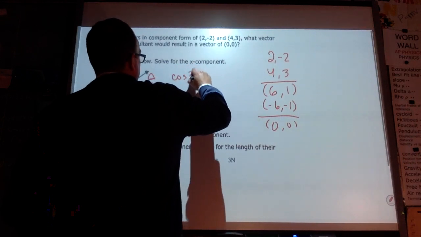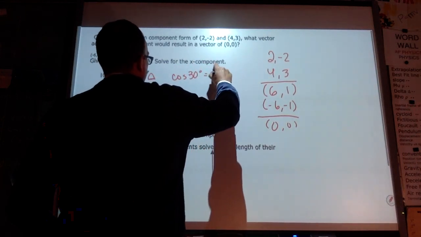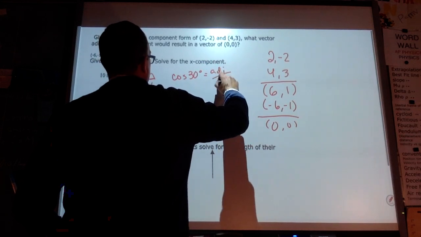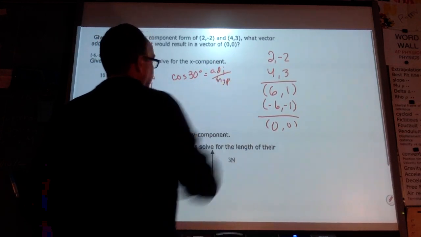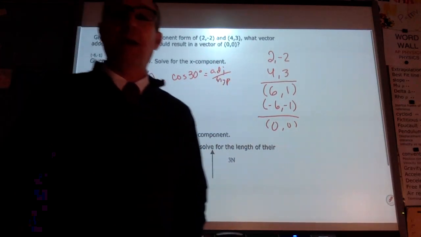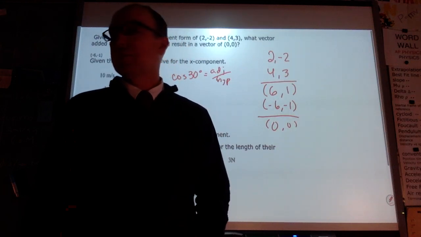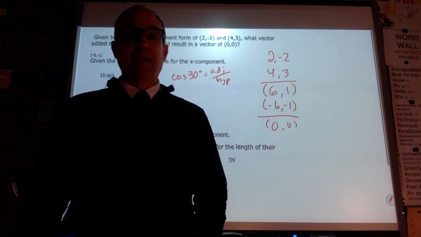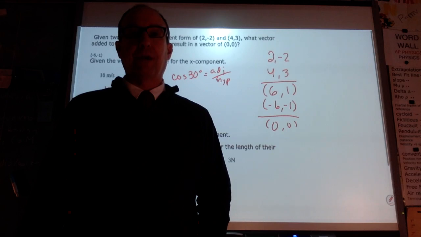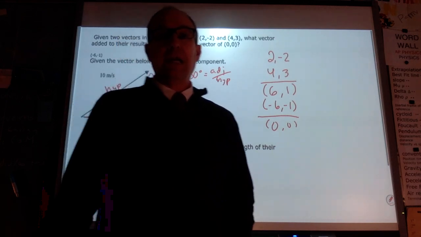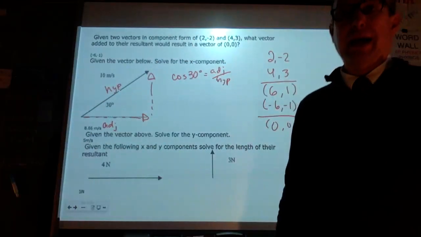So I know that cosine of my angle is equal to adjacent over hypotenuse. And I would give you guys this. I'll give you all the equations, all the trig things, even some of the geometry things and constants. It'll all be given to you. I don't expect you to memorize stuff. Memorization is a waste of time.